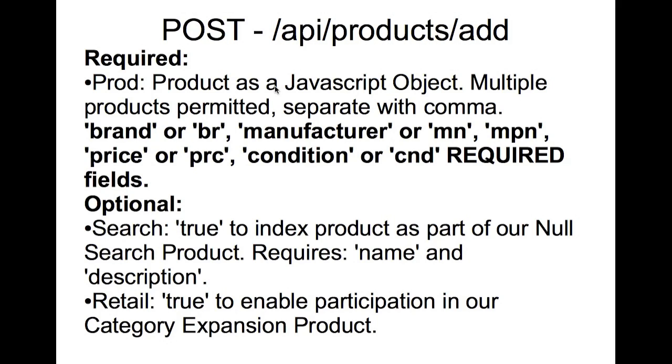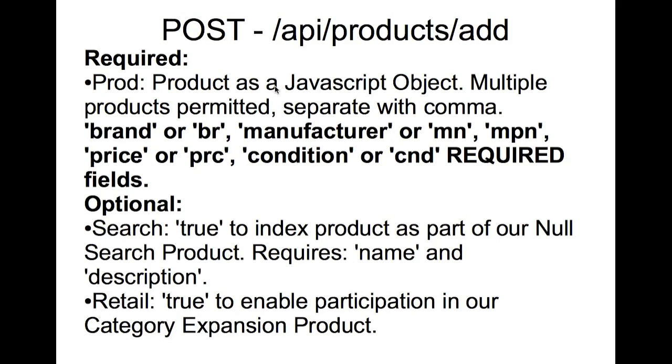And then weight, I believe, defaults to 10. So keep that in mind because it will affect the shipping credit. Optional are search. To have your products participate in our null search product, set search to true. And doing so requires that name and description be part of all the products in this add call. If you want a retail product to participate in our category expansion product, set that to true.